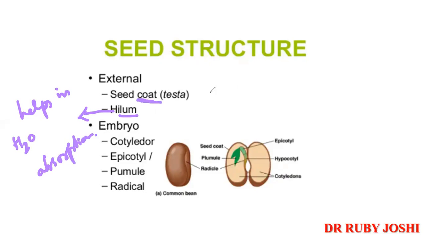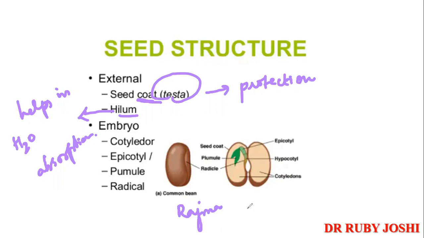Now, what is the seed coat? The function of the seed coat is to provide protection. It is also called testa. Now, look at the structure of the seed over here. This is like a common bean. You can take it as a rajma bean also, or any other bean. You can see that there is a xylem as well as a seed coat. That rough top covering on the seed is the seed coat, which is also called the testa.